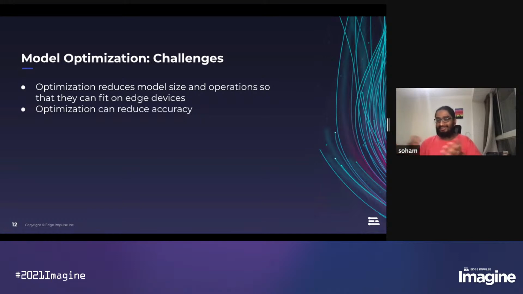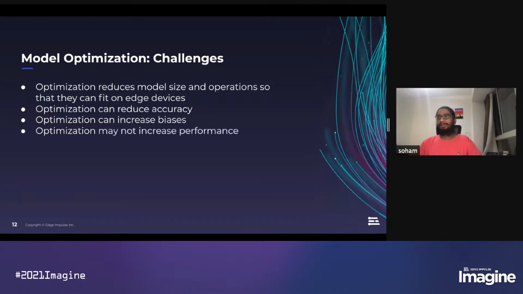The bad thing about optimization is that when you do it, you usually get a reduction in accuracy. Also, there's some really nice work by researchers like Sarah Hooker that shows that optimization can actually increase biases. Also, many optimization techniques may not increase the performance on your hardware device, even if you do it. And pruning is a really bad algorithm right now, even though we can prune models really well and reduce a lot of operations and a lot of weights.